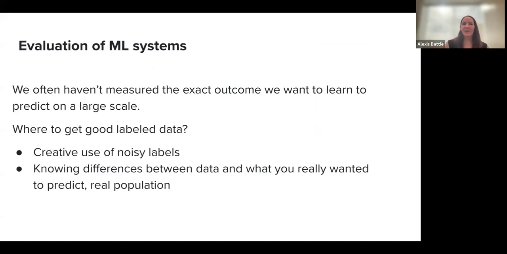Finally, a major challenge in genomic applications of machine learning is that we often don't have perfect data. Specifically, we often haven't measured the exact outcome that we want to learn to predict, at least not on a large scale. So it's very hard to get good labeled data for many of the prediction tasks that we would like to do. So we have to get creative with the use of noisy labels and in understanding the differences between the data that we have and what we really want to predict in a real population. And I'll come back to that in a moment.